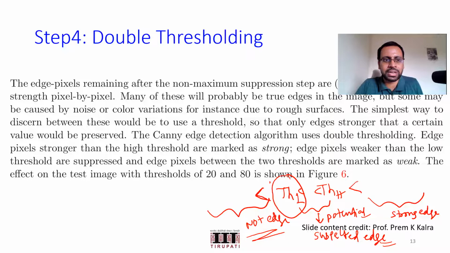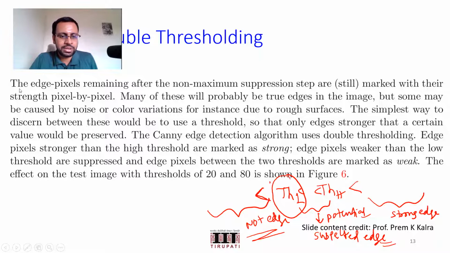We need to go through every nitty-gritty detail of this. The edge pixels remaining after the non-maximum suppression step are marked with their strength, pixel by pixel. So at that time you have all these continuously varying values. Many of these will probably be true edges in the image, but some may be caused by noise or color variations, for instance, due to rough surfaces. The simplest way to discern between these would be to use a threshold so that only edges stronger than a certain value would be preserved.